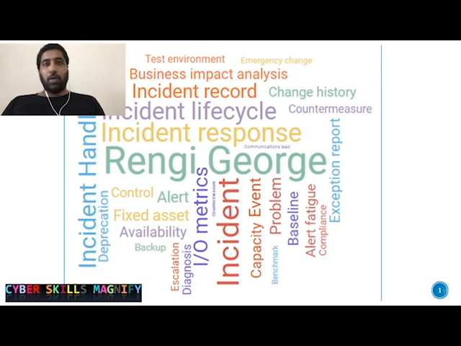Today's session is on information security or cyber security incident management. However, since this is a vast topic, I have divided this into two parts. The first will set the base on understanding of incidents, and the second will focus on the complete process on incident handling.